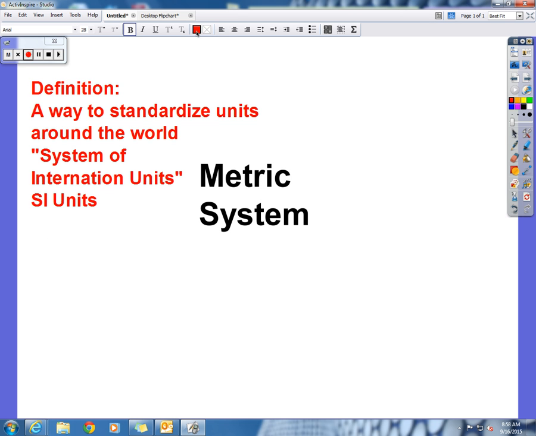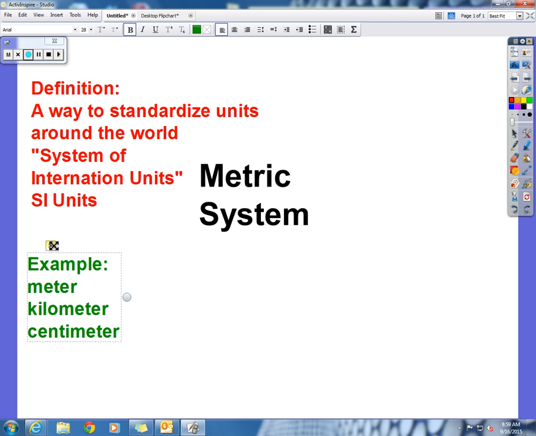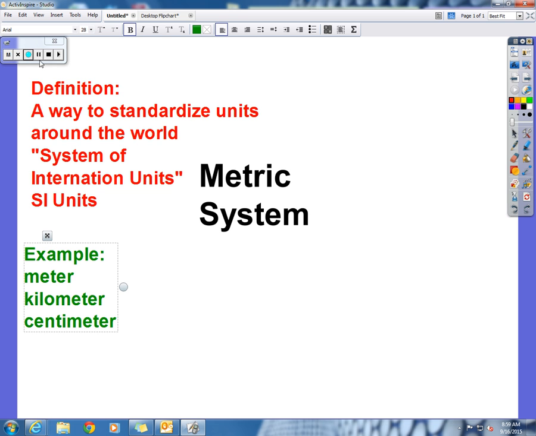So a little example for you here. Sometimes we talk about the meter. We talk about the meter, and that would be a standard unit for length. So we'll talk about the meter, or the kilometer, or sometimes a centimeter. And I'm going to delve into those examples a little bit more later. But all three of those are measurements of length or distance.